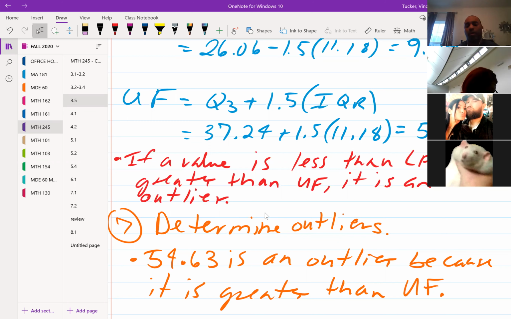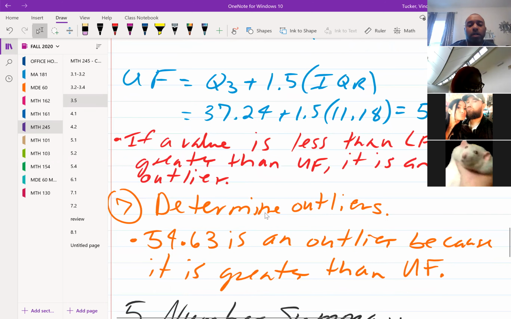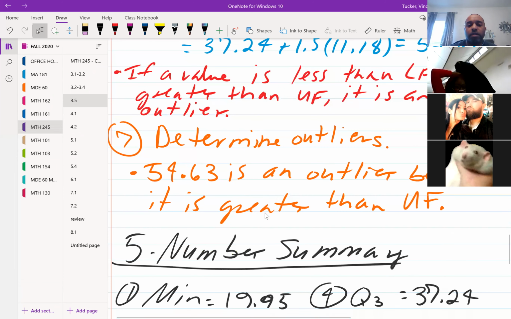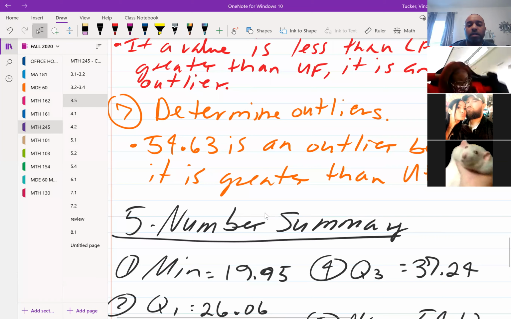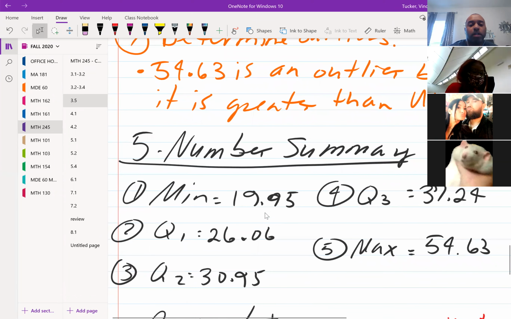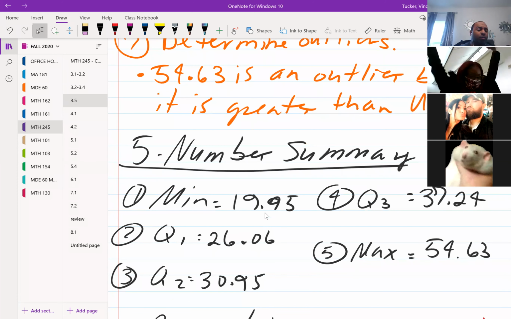All right, so before I go to the 5-number summary, is everybody good? Good. All right. So here's your 5-number summary. Now, don't forget your 5-number summary doesn't have anything to do with outliers.